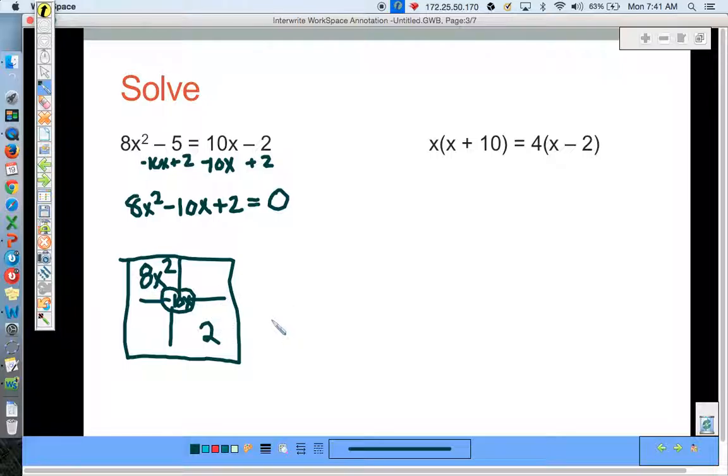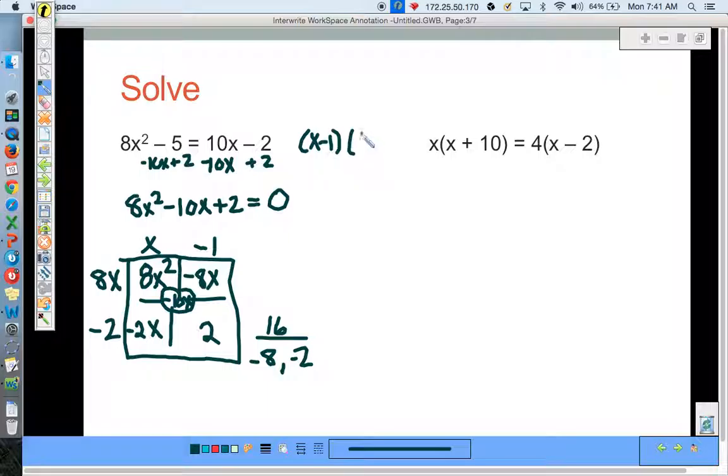8 times 2 is 16. So we need numbers that multiply to 16 and add to 10. Well, I know that's 8 and 2. Since it's negative 10, we'll make them both negative. So we have negative 8x and negative 2x. So what is our GCF of this top row? Well, 8x times x, minus 1, 8x times minus 1 is negative 8x. Oh, this was supposed to be negative 2x. There we go, negative 2. And negative 2 times 1 is negative 2. So it factors into x minus 1 times 8x minus 2 equals 0.